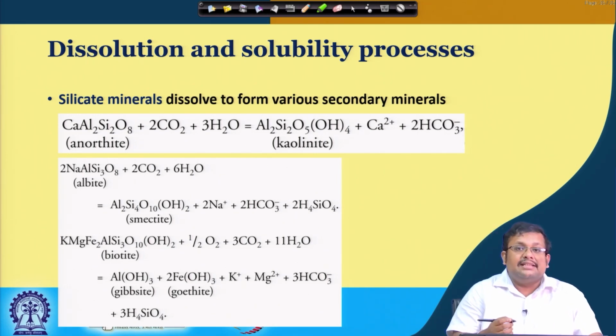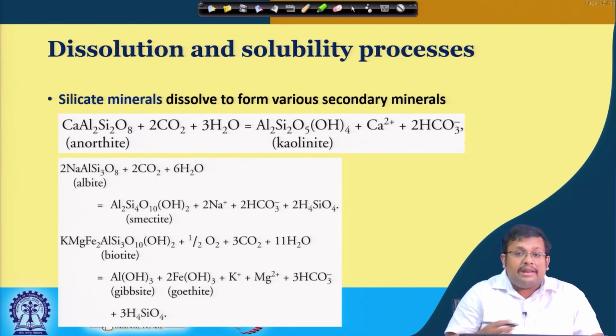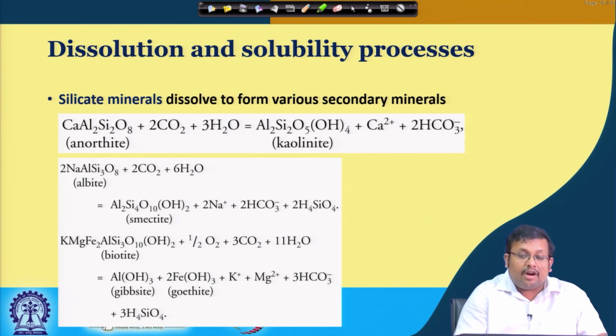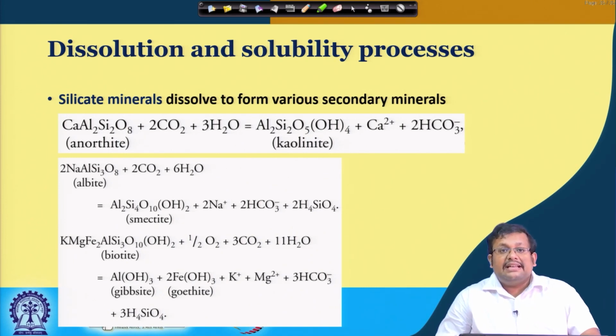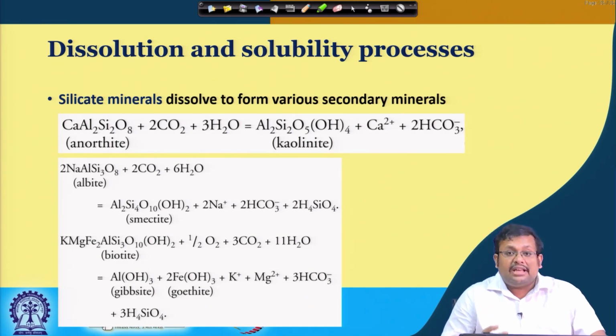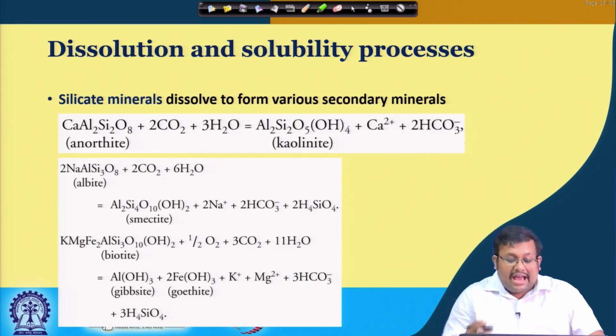For example, as you can see in this slide, anorthite, which is an important silicate mineral and an important feldspar, a calcium feldspar, when reacting with carbon dioxide and water, in other words the carbonic acid, forms kaolinite. So, this is basically dissolving the primary minerals to form secondary minerals. As you know, the secondary minerals are formed from the primary minerals. Here you can see that anorthite is getting dissolved in the presence of carbonic acid to form kaolinite, and it also produces calcium ions as well as bicarbonate ions.